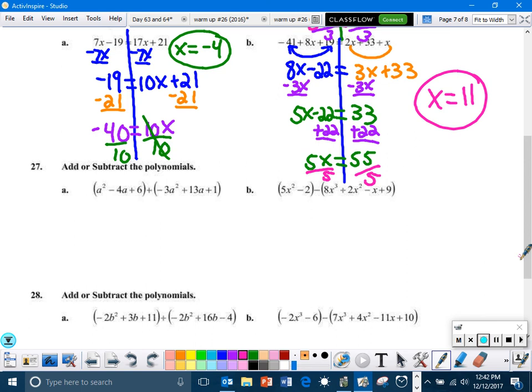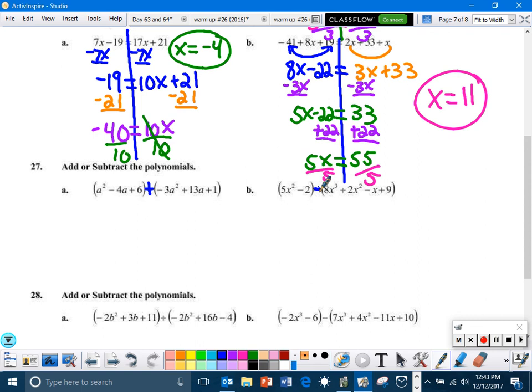All right, last part, add or subtract the polynomials. All we're doing here, ladies and gentlemen, is combining like terms. You will notice in letter A, there is a plus sign in the middle, and in letter B, there is a minus sign between the grouping symbols. So in letter A, nothing to worry about. All we have to do is combine our like terms. However, in letter B, because of that minus sign, we need to rewrite it before we can combine like terms.